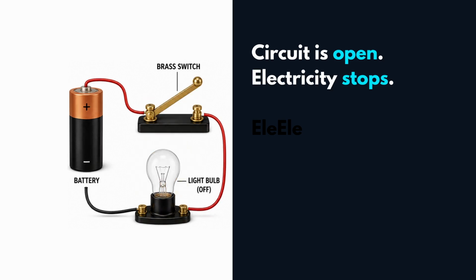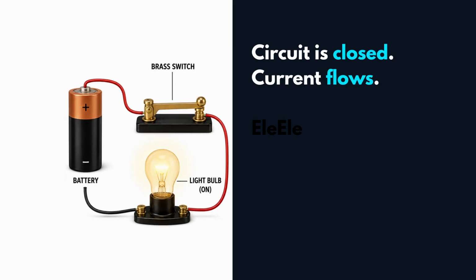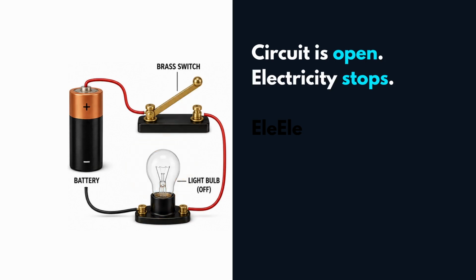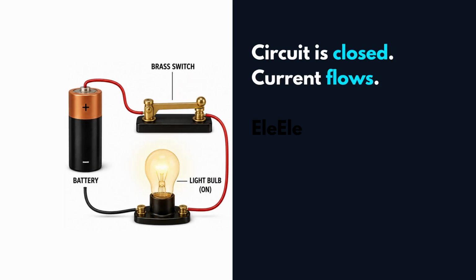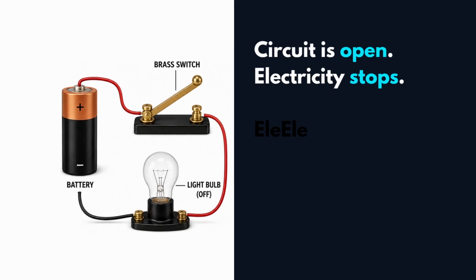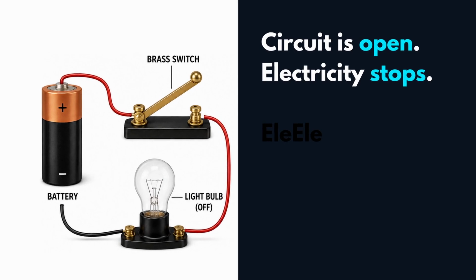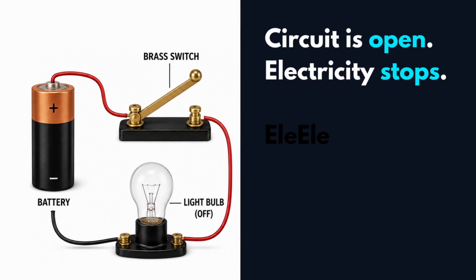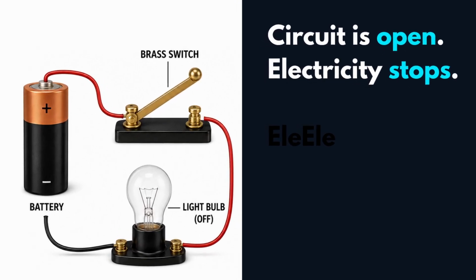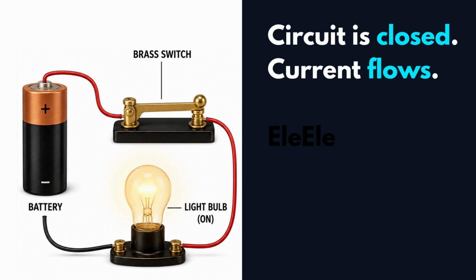Mechanical electric circuit. We have a battery, a brass switch, and a light bulb. Brass conducts electricity. When the switch is open, there's a gap in the circuit. The current cannot flow through the complete circuit, so the light bulb is off. When we close the switch, the circuit becomes complete.